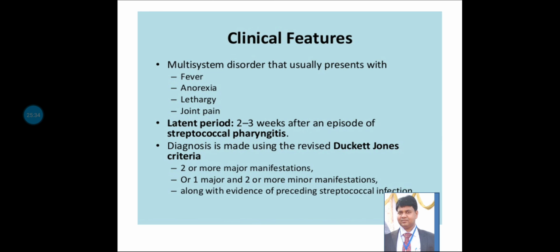Now coming to the clinical features. It is a multi-system disorder that usually presents with fever, anorexia, lethargy and joint pain. The latent period of clinical symptoms is 2 to 3 weeks after an episode of streptococcal pharyngitis. Diagnosis is made using the revised Duckett-Jones criteria: 2 major manifestations, or 1 major and 2 minor manifestations, along with evidence of a preceding streptococcal infection. By this we can diagnose the disease.